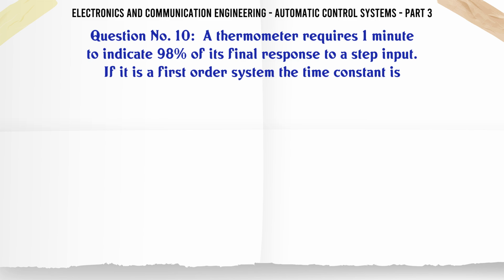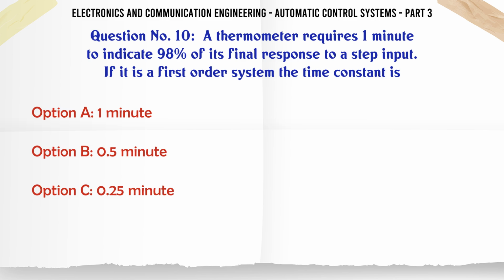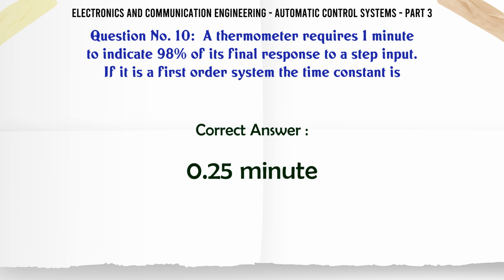A thermometer requires 1 minute to indicate 98% of its final response to a step input. If it is a first-order system, the time constant is A. 1 minute. B. 0.5 minute. C. 0.25 minute. D. 0.1 minute. The correct answer is 0.25 minute.